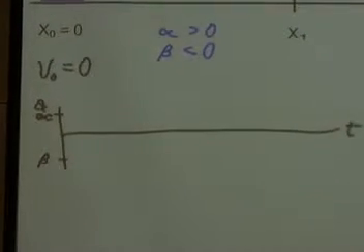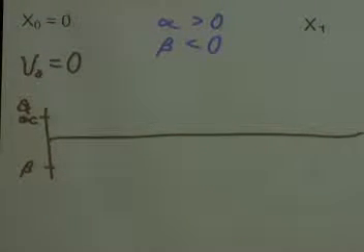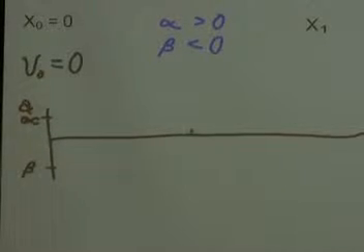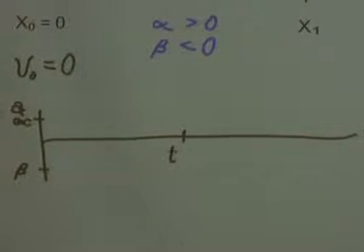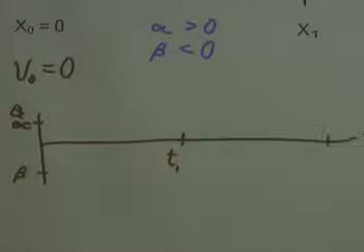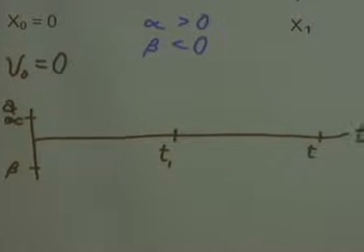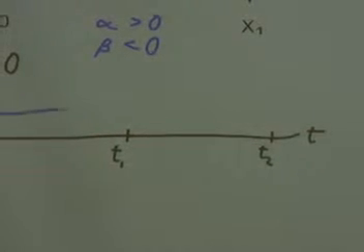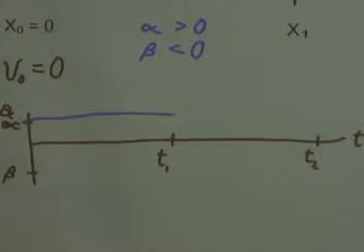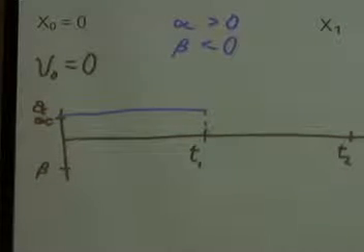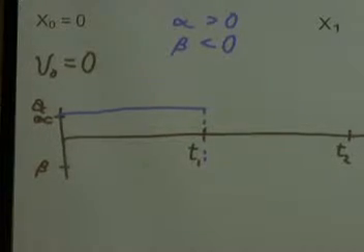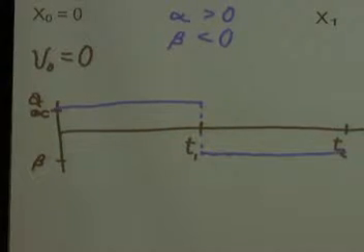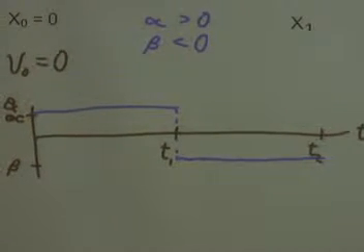So if we graph acceleration, we'll also need to mark on the axes our locations t1 and t2. And the graph is simply constant acceleration. And from there, we go down to the value beta, and again we have constant acceleration out to time t2.